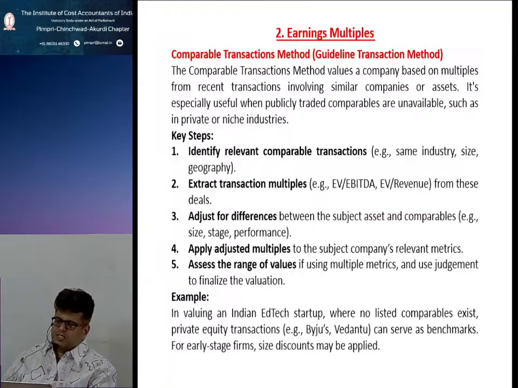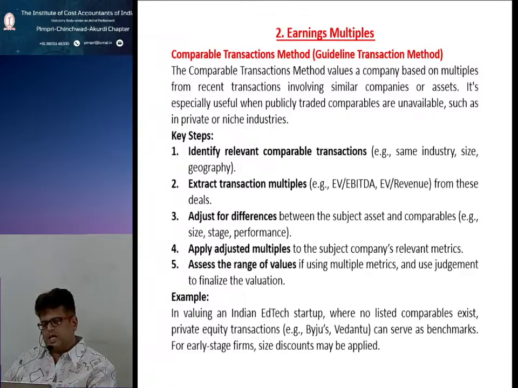Then we saw the CTM, that is comparable transaction method, also called the guideline transaction method. The comparable transaction method values a company based on multiples from recent transactions involving similar companies or assets. It's especially useful when publicly traded comparables are unavailable, such as in private or niche industries.